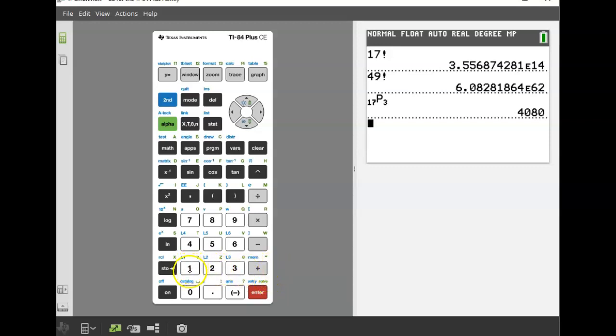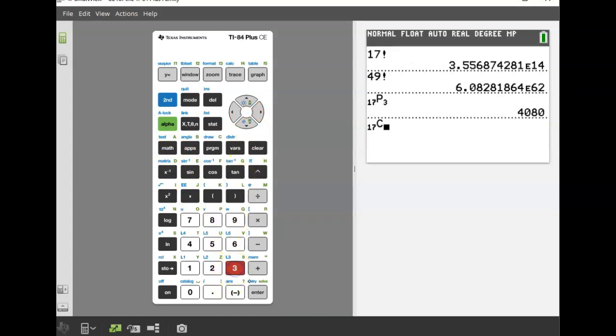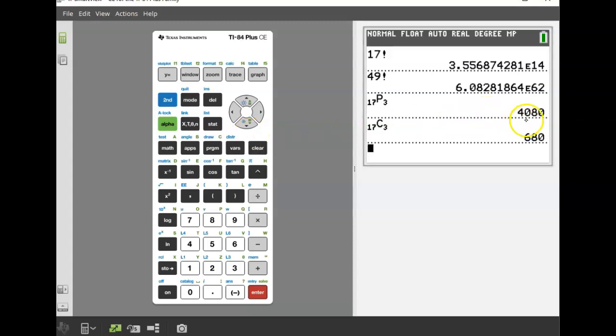Let's do it again. 17, math, arrow to the right, to nCr, and then choose 3. Is it not working? I didn't put the 3 down, so I was giving you... Okay. Now it worked? Okay. Do you see it's significantly less number of ways I can pick 3 of you if I'm not counting those 3 of you differently? All right.